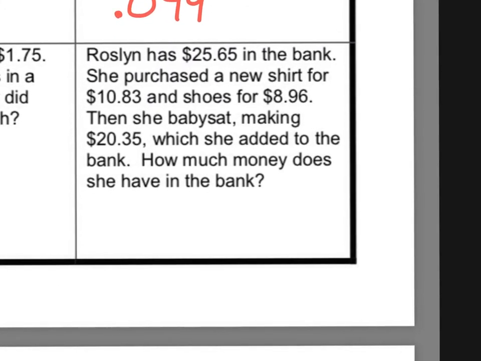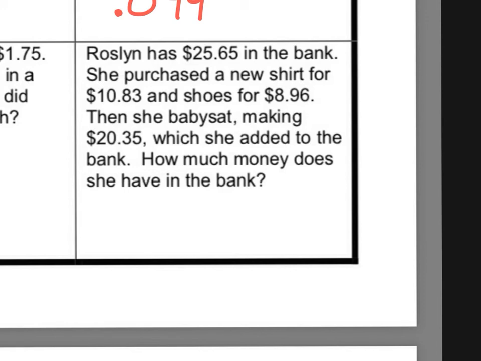For the last one, it says Rosalind has $25.65 in the bank. She purchased a new shirt for $10.83 and shoes for $8.96. Then she babysat, making $20.35, which she added to the bank. How much money does she have in the bank? So you can do this in 2 different ways. You can first add up how much money she spent. So let's go do that first.